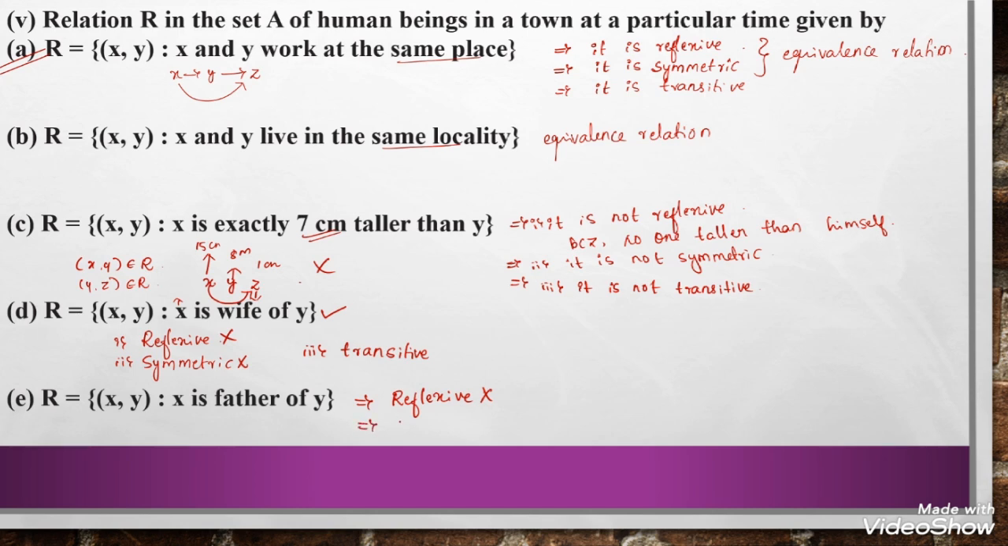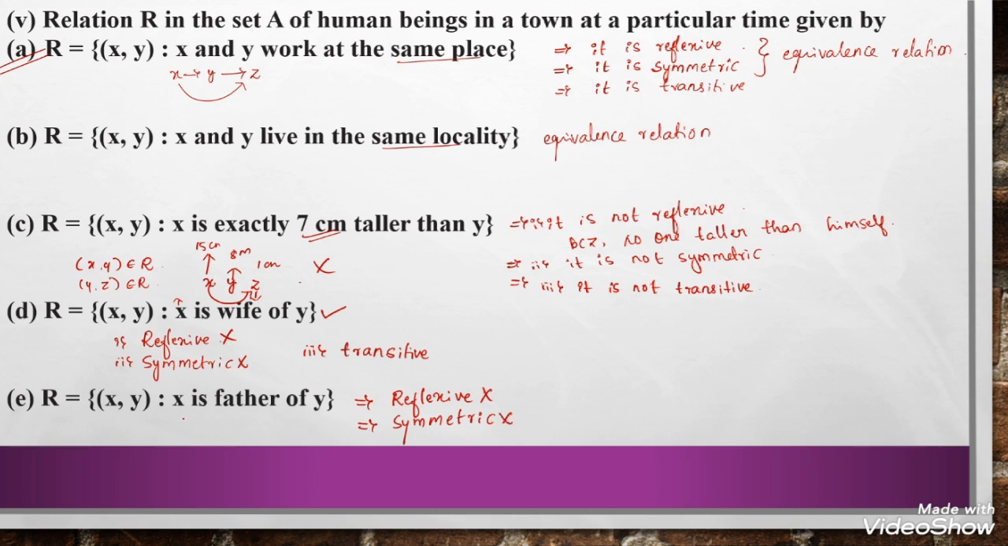Then, second condition, that is symmetric property. If x is father of y, while considered in reverse order, y is not father of x because y is the son of x. Okay, x is father of y means y is the son of x. So it is also not possible.